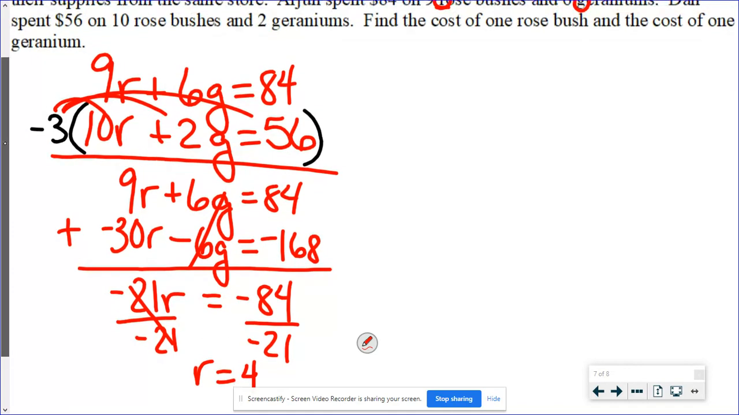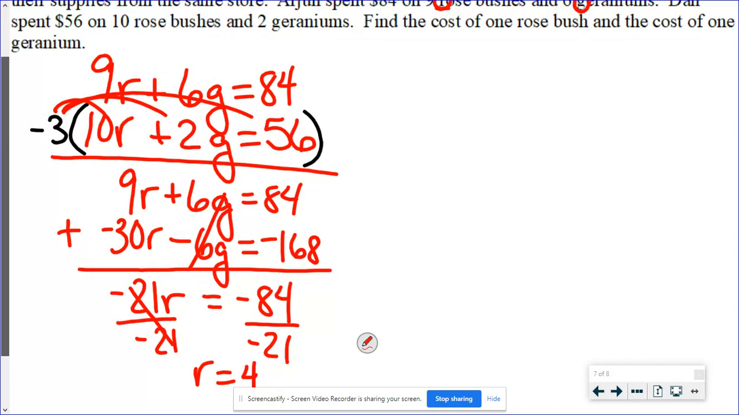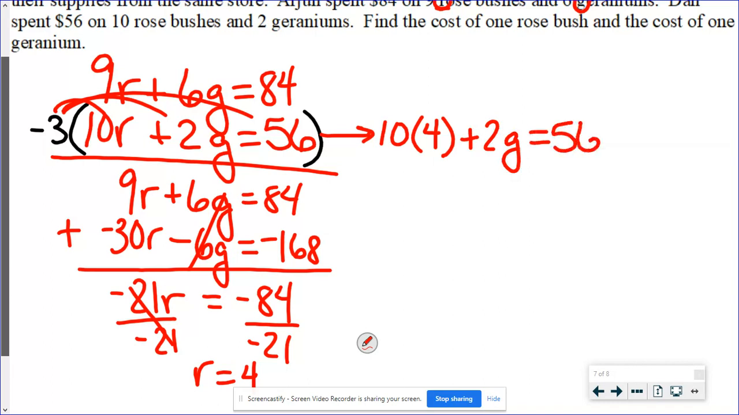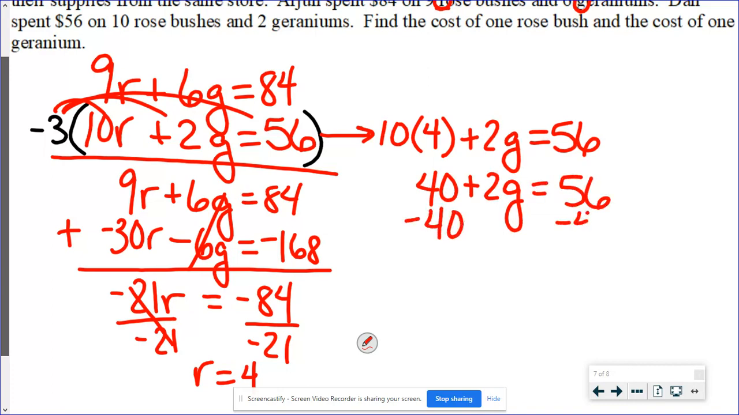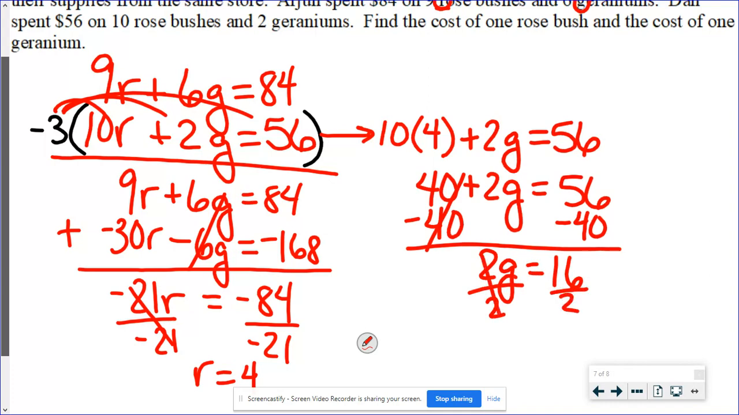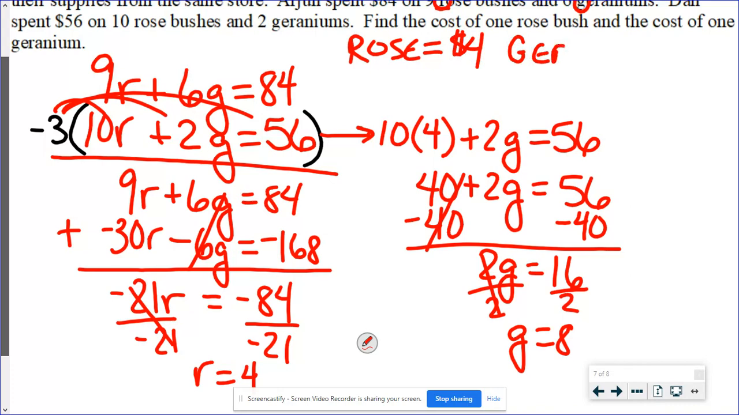I'm going to have to move this back up, well, I guess I don't really have to because I've got my equations. If I would use that second equation right here, 10 rose bushes, $4 each, plus 2 geraniums gives me $56. Well, this is 40. And then we'll get rid of the 40. So a geranium is going to be $8. So the rose bushes were $4 each, and geraniums were going to be $8 each.